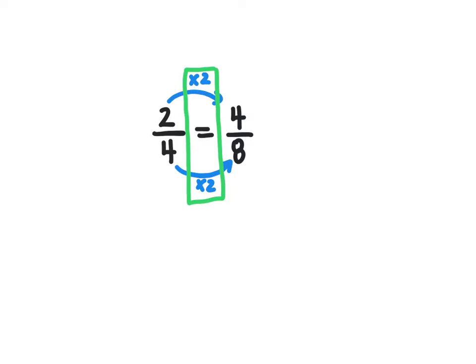Now, another property of equivalent fractions is that the numerators and denominators are also related by the same factor. So if I were to multiply the 2 by 2, I would get the 4 of the denominator. And on the other hand, if I were to multiply the 4 by 2, I would get the 8.